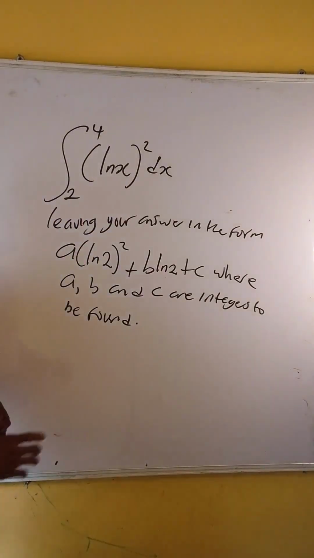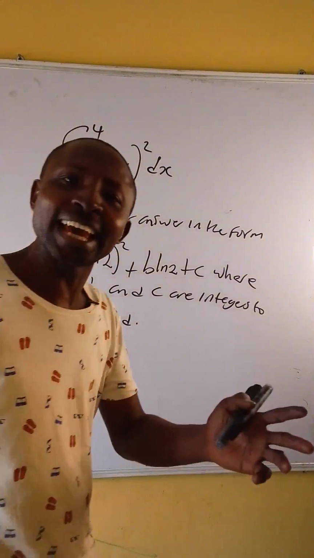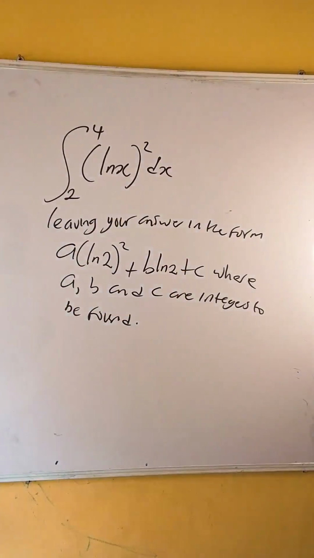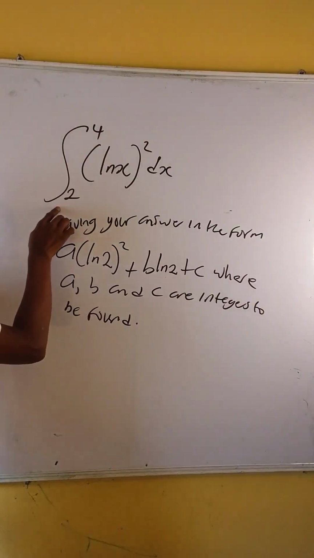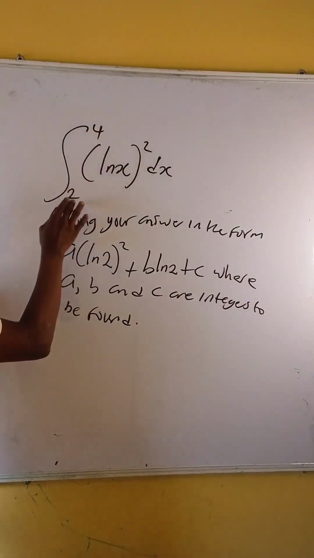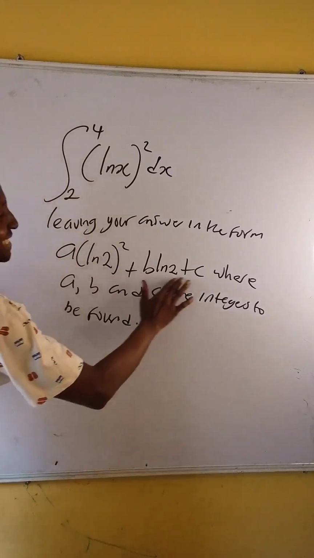Today I have this work sent to me by my A-level students and those in the calculus class asking me how do we sort out this. Okay, let's see how this works. Now take note, we are to integrate, with the limits 4 and 2, and leaving it in this form.